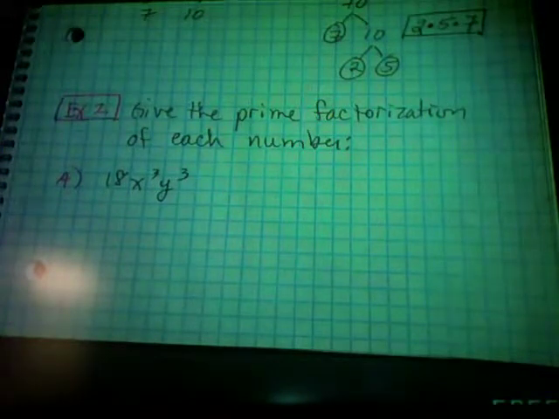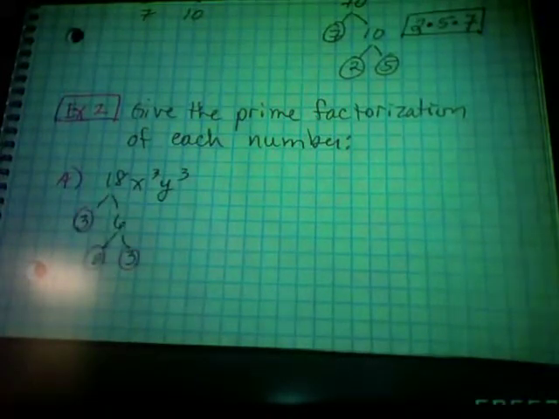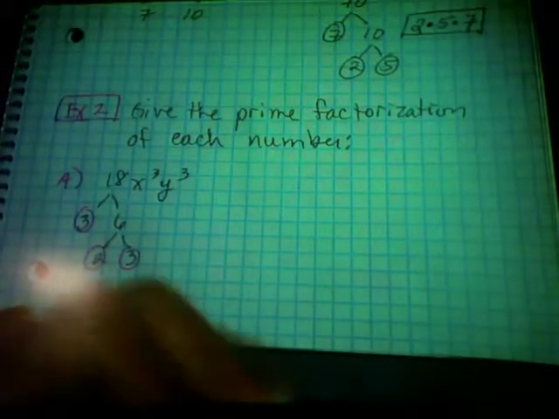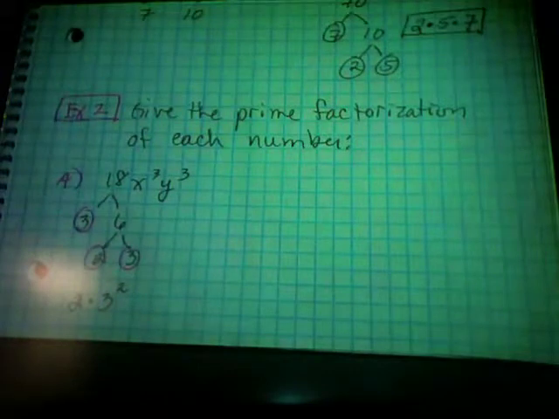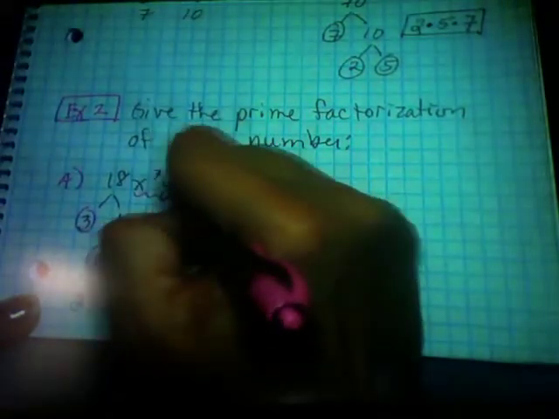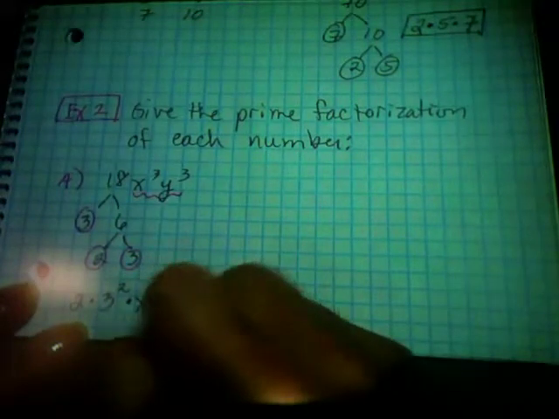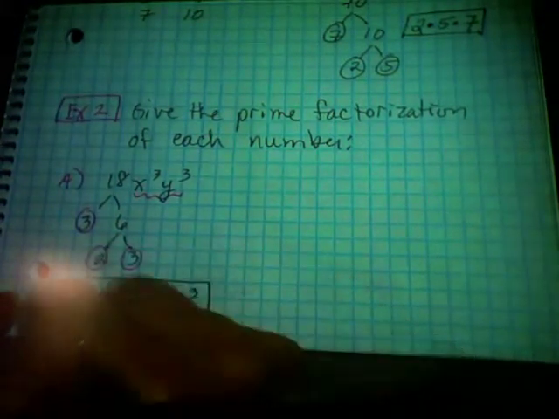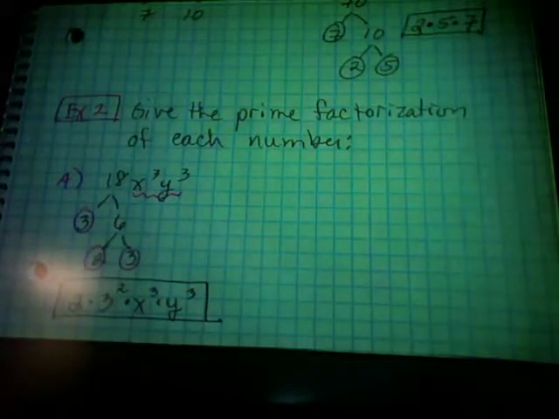So what's your lowest prime for 18? 2. What's the next lowest? 3. And how many 3's do you have? 2. So this is what your factoring looks like, but you have to physically write it as 2 times 3 squared. So the question is, what do you do with your variables? All you do is tack them on. Times x cubed times y cubed. That's it. So the variables really don't change anything that we did, does it? Nope.